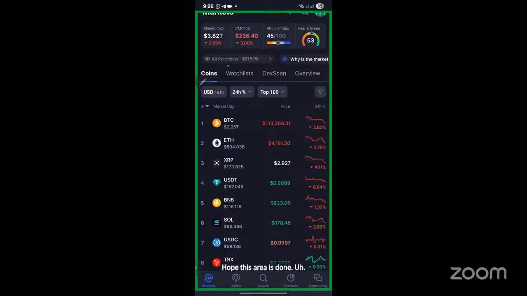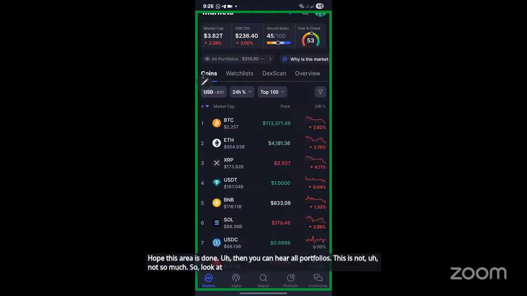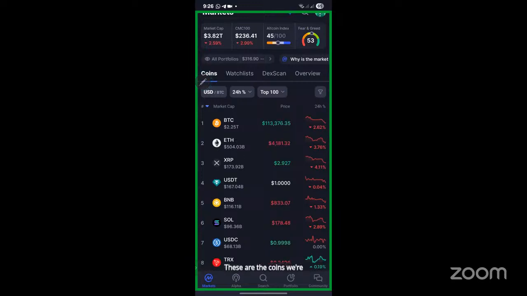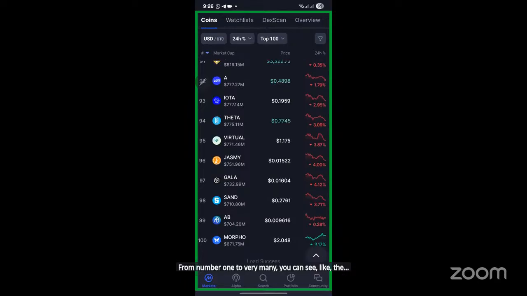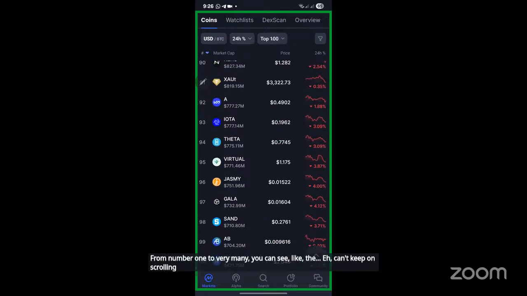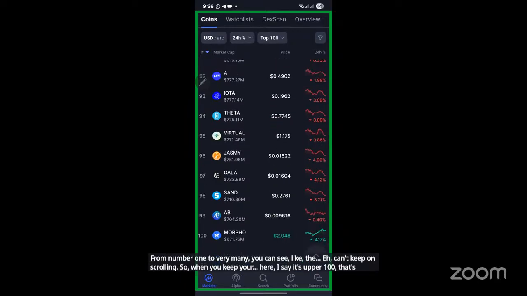Then you can see all portfolios. This is not so much. So look here, we have coins, and these are the coins we're talking about. These coins are labeled from number 1 to very many. You can keep on scrolling. So when I keep here and say the top 100, that's why it is giving me up to 100.